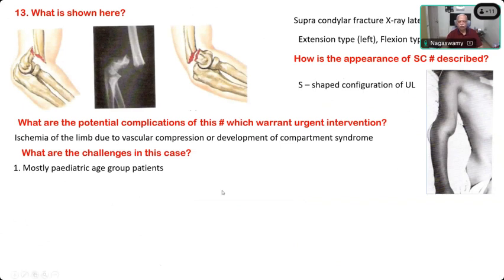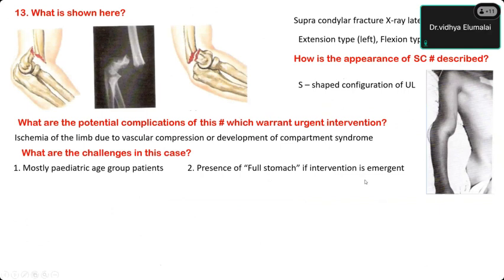And it can be an immediate... Supposing they come with no pulse in the radius and they have eaten something just before falling down. What can happen? Full stomach. Increased risk of aspiration. Yes, sir. Presence of full stomach if intervention is emergent.